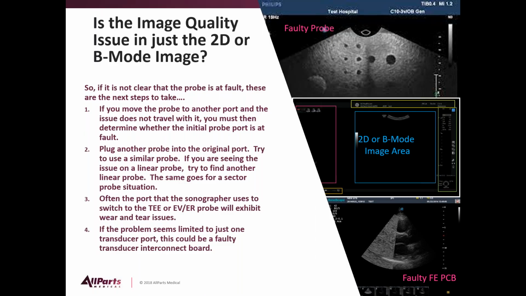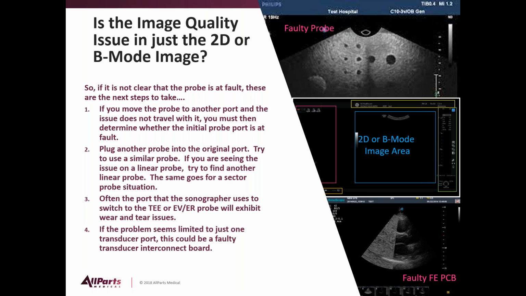So if it's not clear that the probe is at fault, these are the next steps that you would take. If you move the probe to another port and the issue does not travel with the probe, you must then determine if the initial probe port is at fault. So what you do there, you would plug in another probe to that original port where you saw the issue. And my suggestion here would be to try to use a similar probe. So if you're seeing the issue on a linear probe, try to find another linear probe. And the same goes for a sector probe situation.